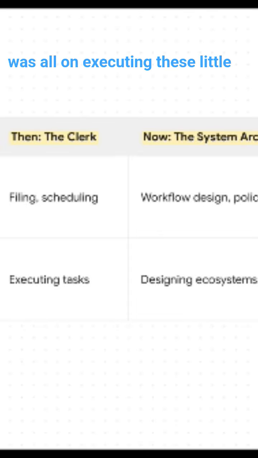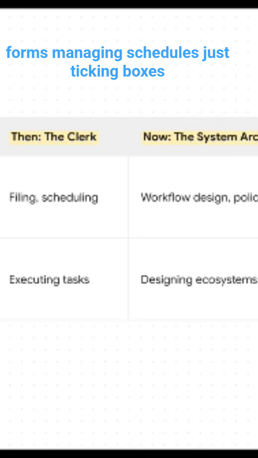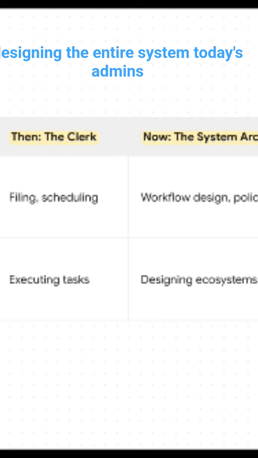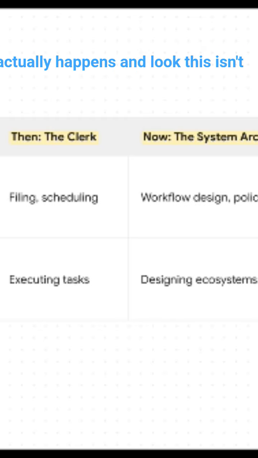Back then, the focus was all on executing these little individual tasks, right? You know, filing forms, managing schedules, just ticking boxes. But now, the focus is on designing the entire system. Today's admins aren't just cogs in the machine anymore. They're the ones building the machine itself, the workflows, the tech, the whole ecosystem where patient care actually happens.